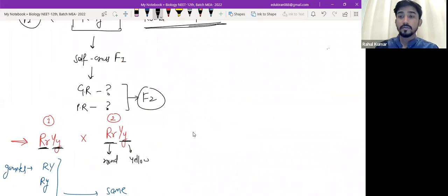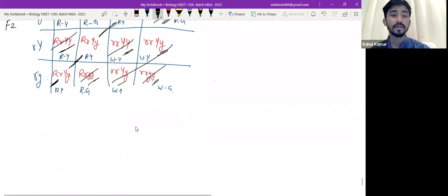Now this law, write down, the law of independent assortment has some exceptions. So the exception which is there is called linkage. Linkage. So the exception to the law of independent assortment is linkage. It is not a universal law, as I told you.